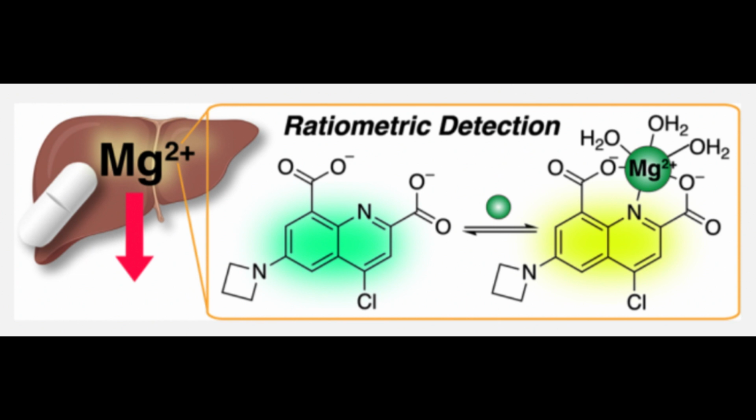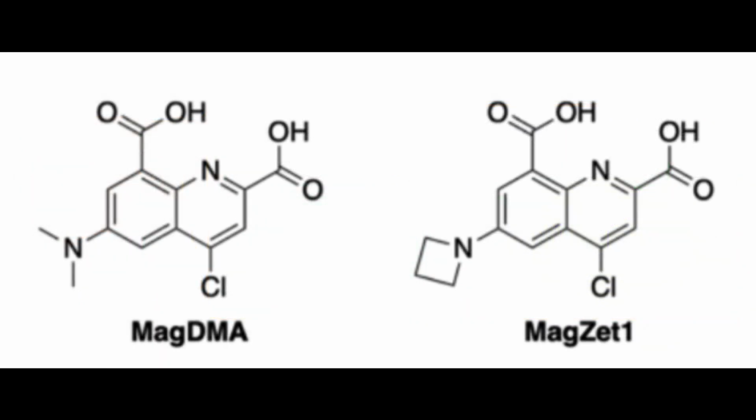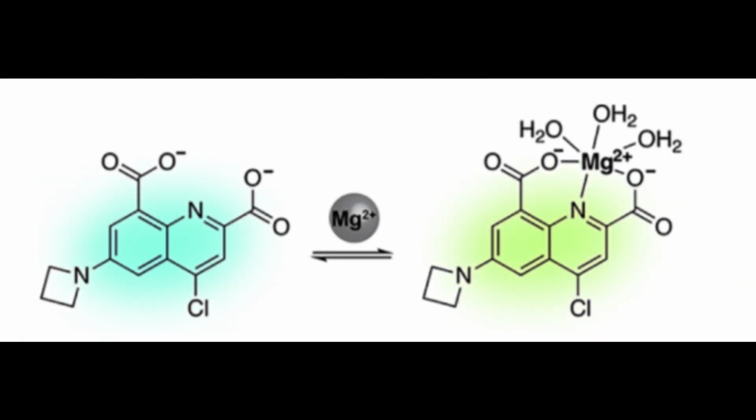This particular ratiometric sensor was synthesized from previously produced MagDMA, a dimethylamino functionalized sensor which failed because of its low emission quantum yield, limiting its imaging applications. MagZet1 is a quinoline-based fluorescent sensor featuring an azetidine moiety at the 6th position of the quinoline. This sensor demonstrated excellent detection of magnesium as well as selection over calcium ions. It displays a red shift in fluorescence emission, making it one of the few current sensors available for magnesium study.